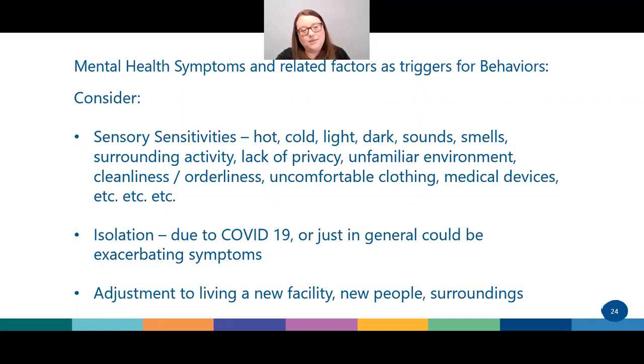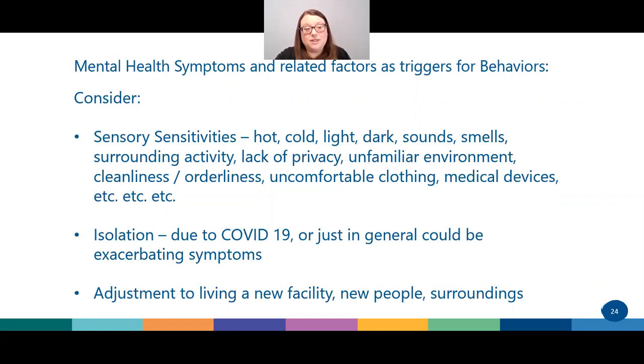We also want to keep in mind isolation, even more so than normal because of COVID-19, that could be exacerbating people's mental health symptoms. Does this person need some extra attention? Do they need some problem solving as far as getting on the phone with friends or family, or using Zoom or Skype? How can we help with isolation?